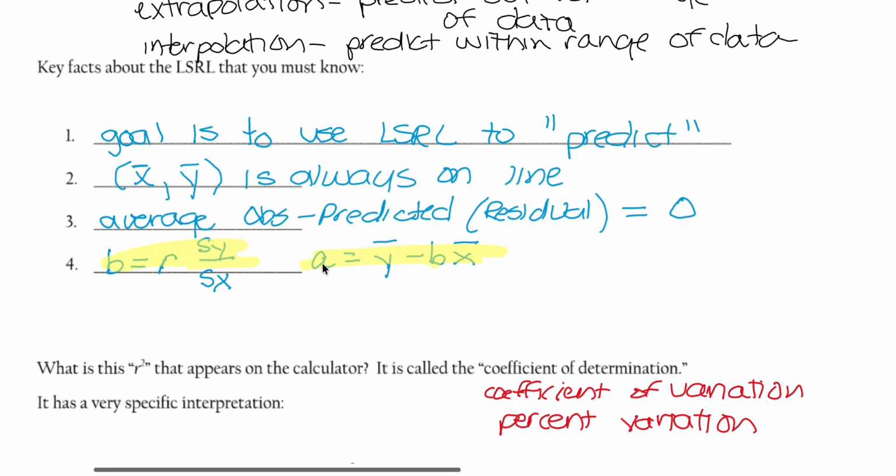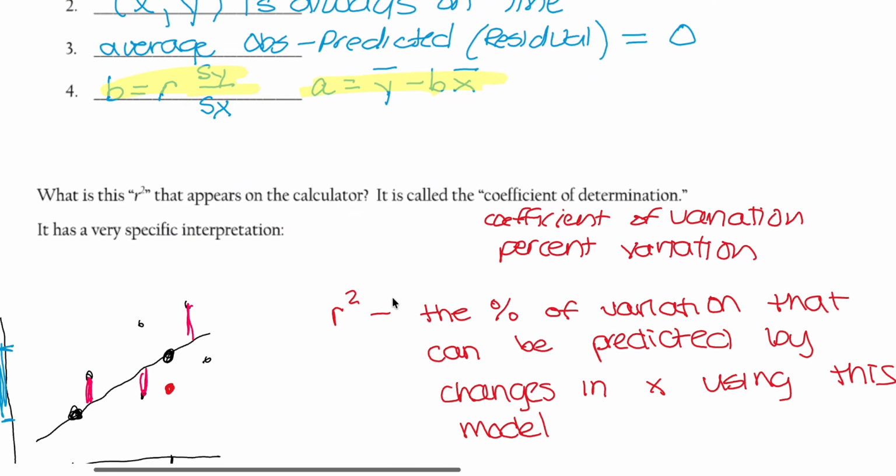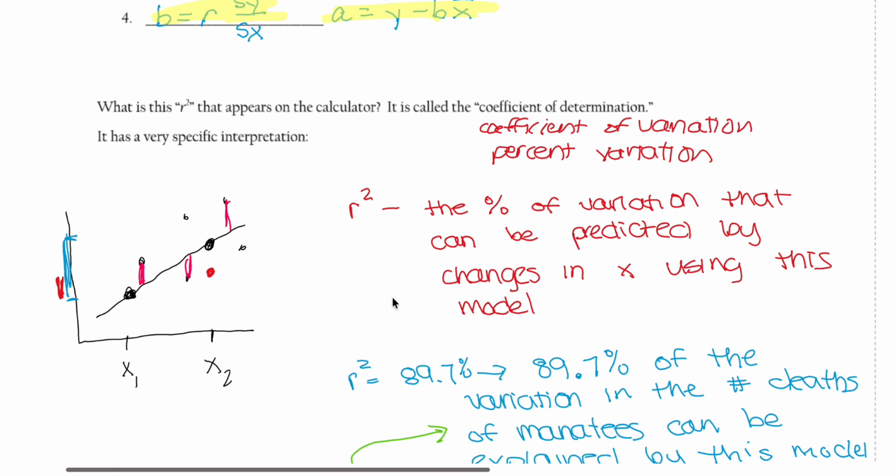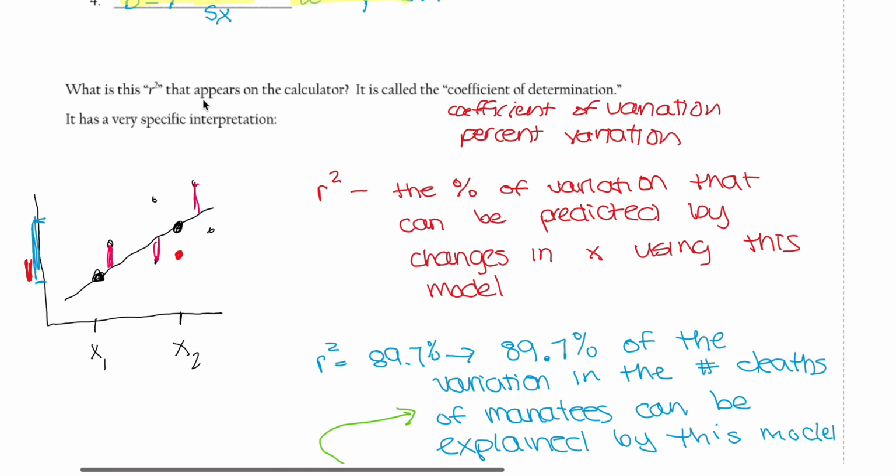Those are the formulas that are provided on your brochure from the AP Stats Test Center. So be sure to find where those are so you can quickly find them in your exam. Okay, another thing is what is r squared that appears on the calculator? It is called the coefficient of determination.